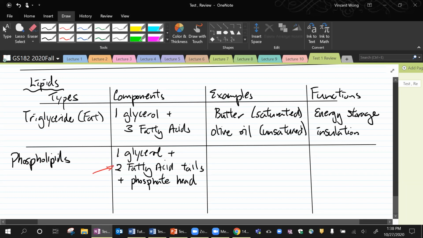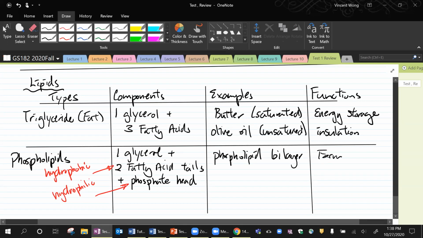and the head is the hydrophilic part. An example would be the phospholipid bilayer. And the function is to form the cell membrane.